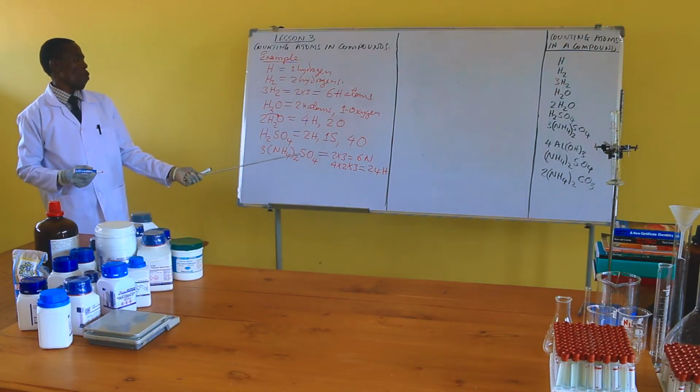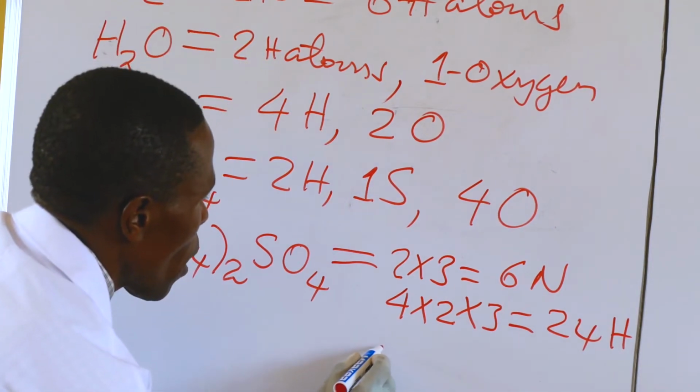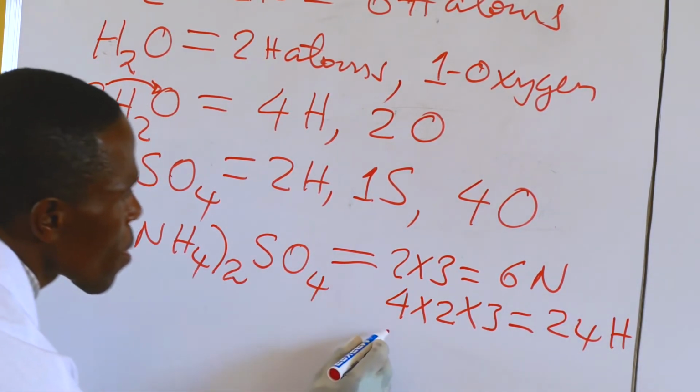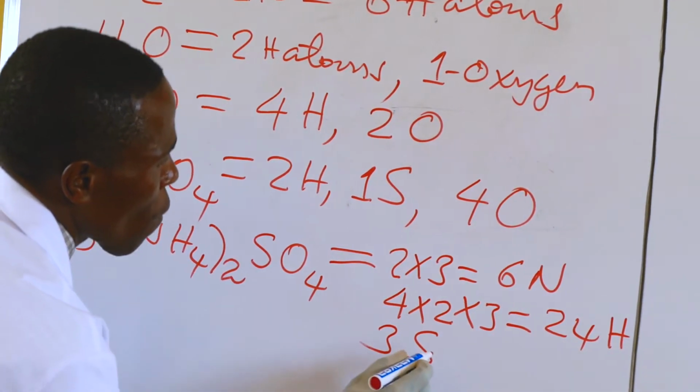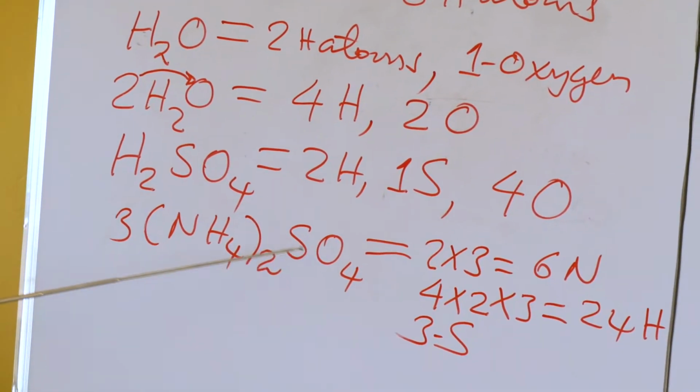Sulfur is seen 1 here. But before it, it is having the number 3. So 3 counts also for sulfur. So we have 3 sulfur atoms. Let us move to oxygen.